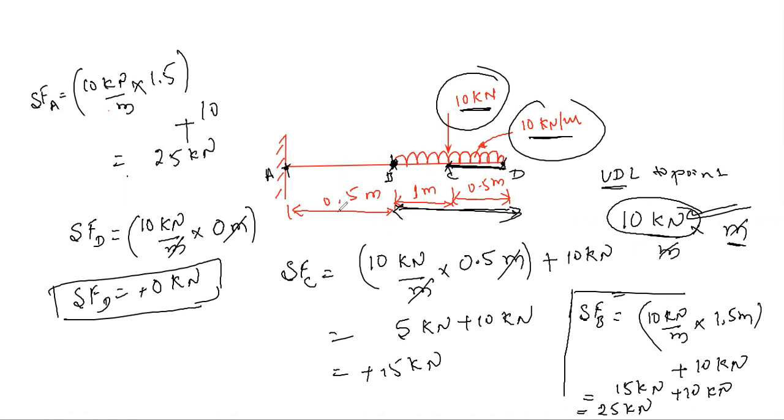Now we need to draw a shear force diagram for this. To draw the shear force diagram, let's see how to draw. Let us consider the same diagram over here. This is nothing but your cantilever beam. Here we have UDL, and somewhere here we have some point load. This is the intensity of load. And the distance from here to here is 0.5 meter. From here to here, it is 1 meter. From here to here, it is 0.7 meter.